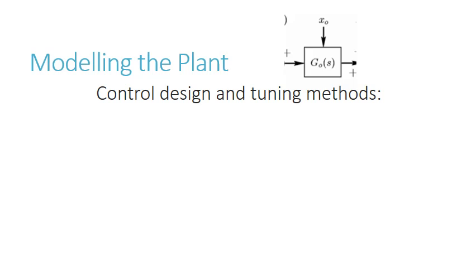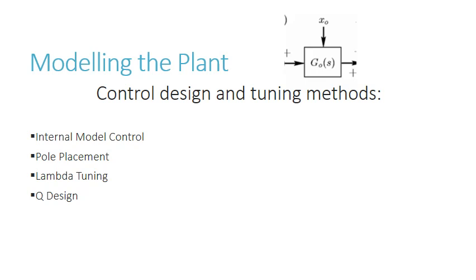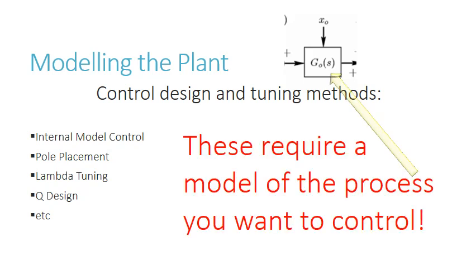If you've done any courses in control, then you've probably seen some methods for PID tuning or general control tuning, where you're trying to get certain behavior out of your controller. You're trying to get your behavior to respond a certain way. And here you've got examples: internal model control, pole placement, lambda tuning, Q design. There's many others. These are all Laplace domain techniques for PID control or general controller design to get it to do what you want. But one common feature of these is that to use them, you have to have a model of your process.